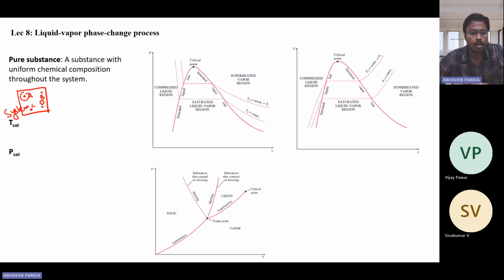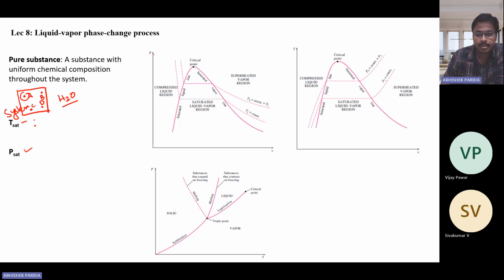But when we are talking about phases, like let us say half of it is covered with water and half with water vapor, then that we also call a pure substance, because everywhere we are finding the same chemical composition, that is H2O. Based on that, two important properties were discussed: T saturation and P saturation, that is saturation temperature and saturation pressure. What is saturation temperature? This is the temperature at which the pure substance changes its phase. And this is the pressure at which it changes its phase.